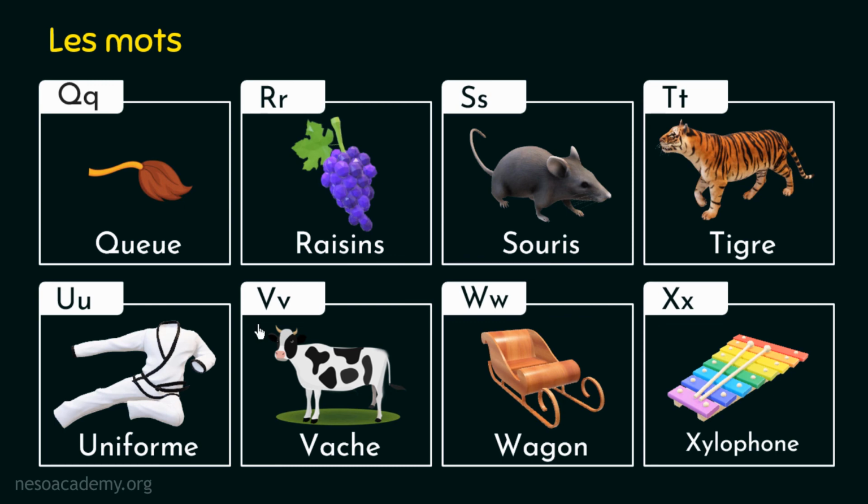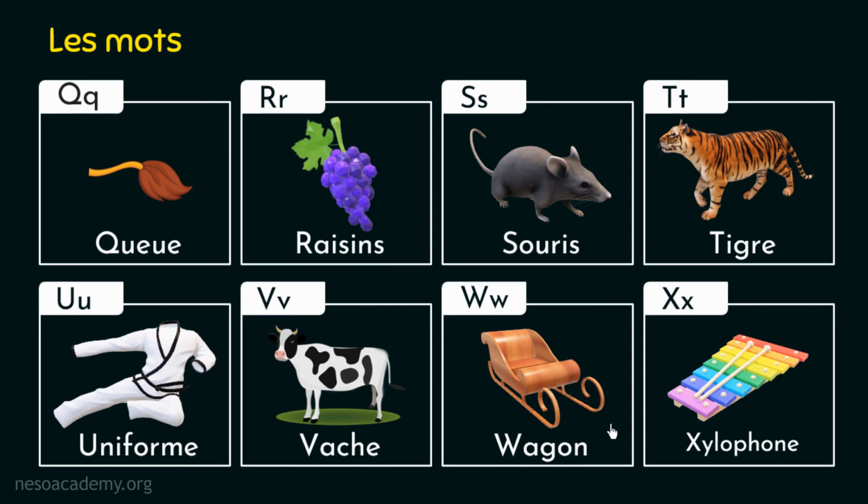Now have a look at the 22nd alphabet, that is V. And the French word associated with this alphabet is pronounced as vache. Vache means a cow. Now let's move on to the 23rd alphabet, that is W. And the French word associated with this alphabet is pronounced as wagon. Wagon means a carriage.